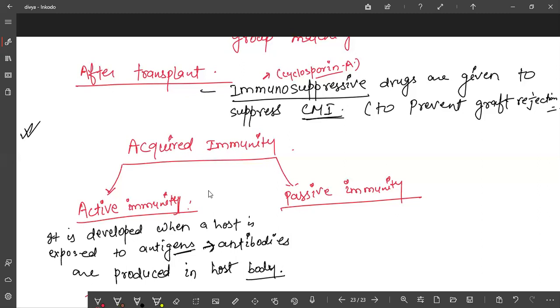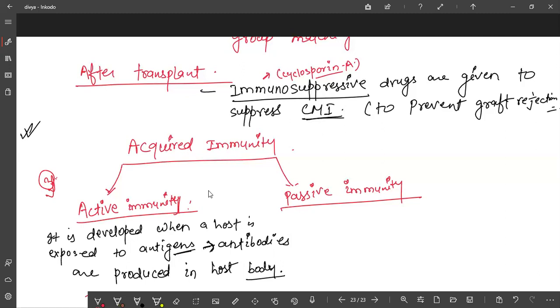Okay. So active immunity is developed when a host is exposed to an antigen. Then what will happen? Antibodies are produced in the host body. And actually, this question is of 3 marks for your board also: what is the difference between active immunity and passive immunity? That's why I'm writing the definition here. Is it clear to you? So this is active immunity.